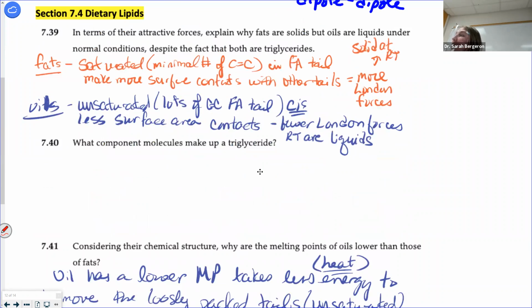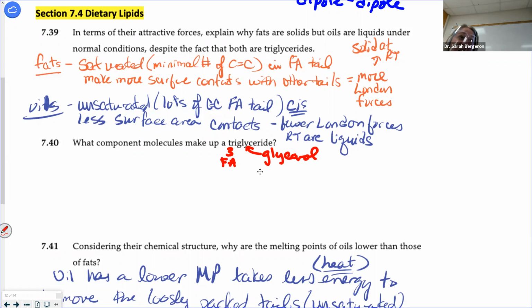Now we're going to change gears a little bit and talk about fatty acids. Fatty acids can be combined inside of our body to make functional things. One example is a triglyceride. So what do you think is going to be in a triglyceride? What does tri refer to? 3. What does glyceride refer to? Glycerol, G-L-Y-C-E-R-O-L. So you have 3 fatty acids hooked to a glycerol molecule.